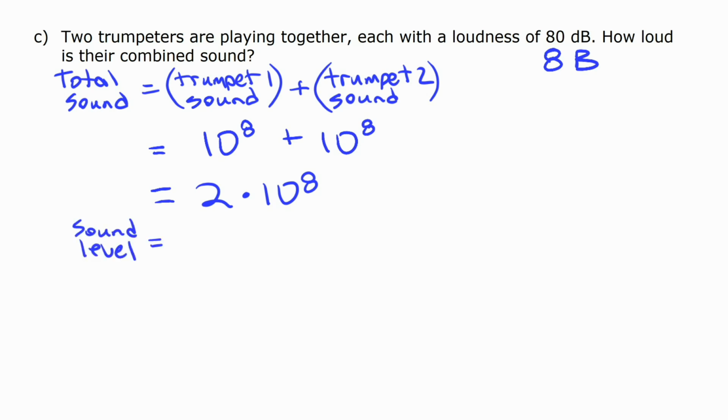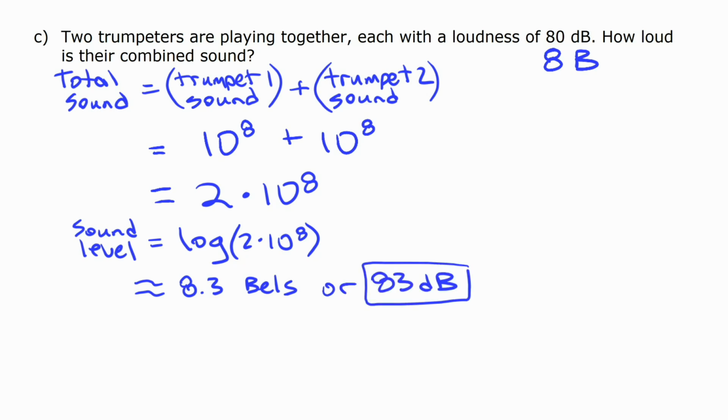So the sound level is going to be the logarithm of 2 times 10 to the 8th, which is 200 million, basically, log of 200 million. You go to your calculator, that is going to give you 8.3. Remember that that's bells, so you can say that it's 83 decibels.